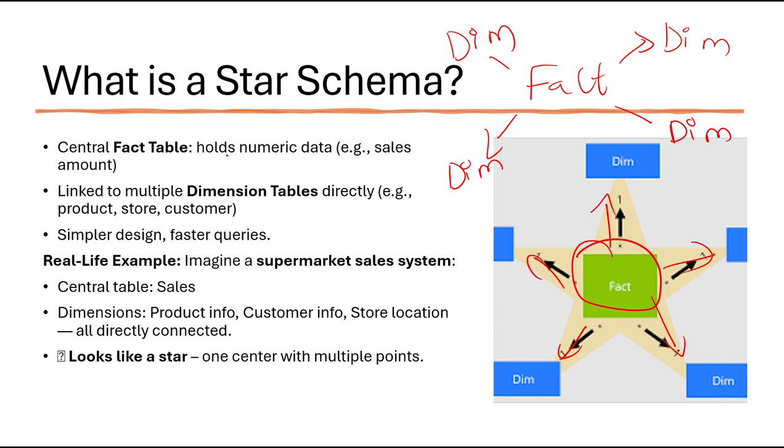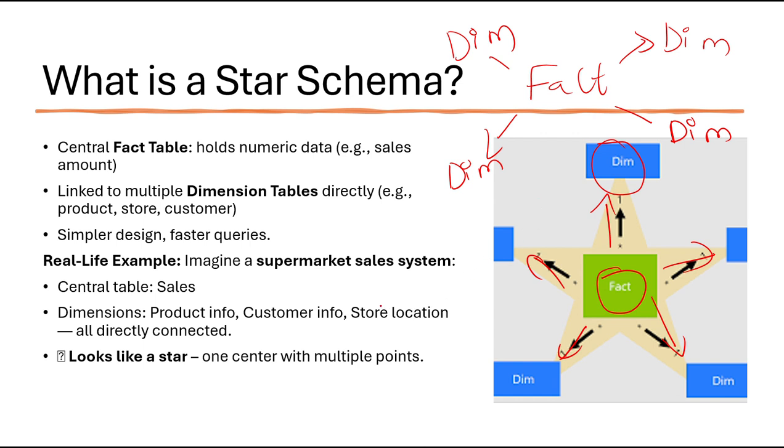So, a central fact table. What does this fact represent? This fact is numerical data, that is quantitative data from the database. And what are these dimensions? These dimensions represent the descriptive data like product name, store, customer name, store location. These things are stored under the dimension. We will clearly understand this in the upcoming example.